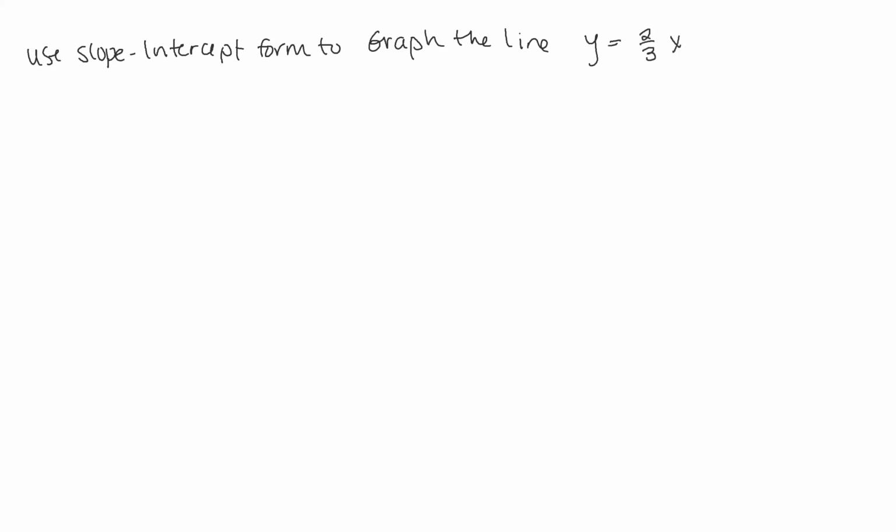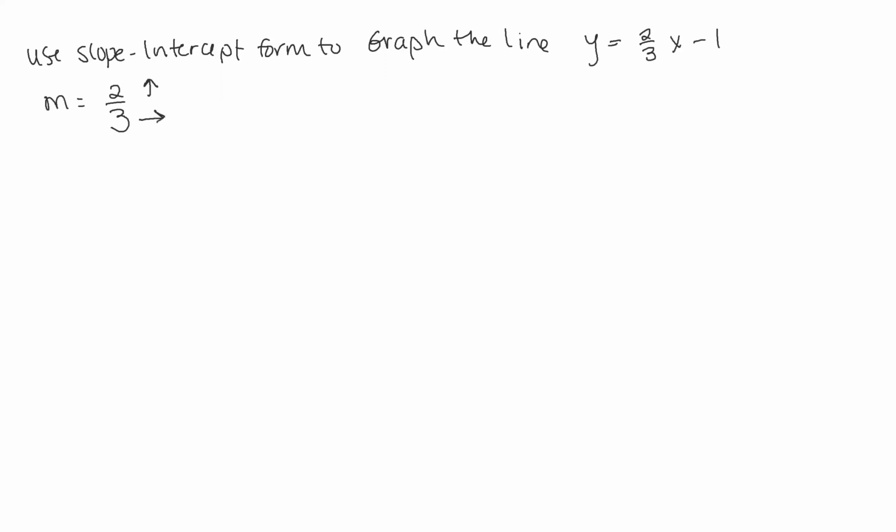So graph, and we're going to use slope. Well, I'm going to write it like it's on the worksheet. So use slope intercept form to graph the line. And the line we're going to graph is y equals 2/3 x minus 1. Now, let's talk about some stuff. We have m equals 2/3. In this form, it tells us that we would go up 2 and to the right 3.